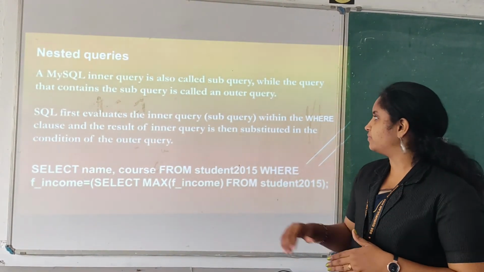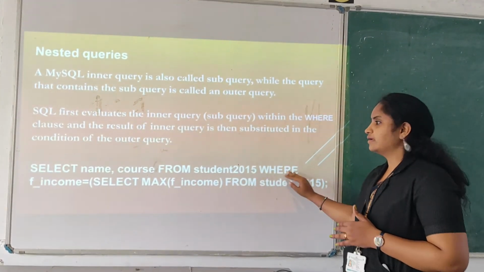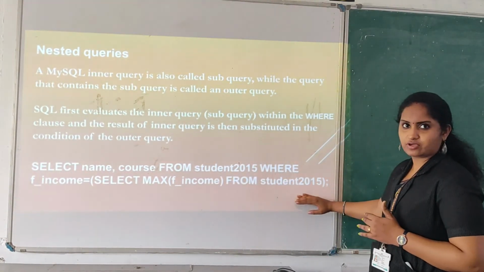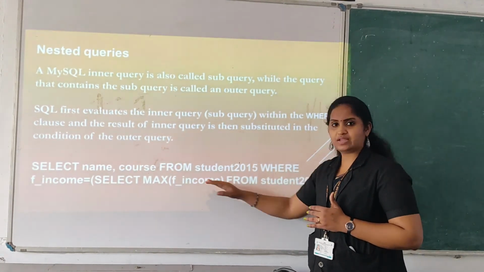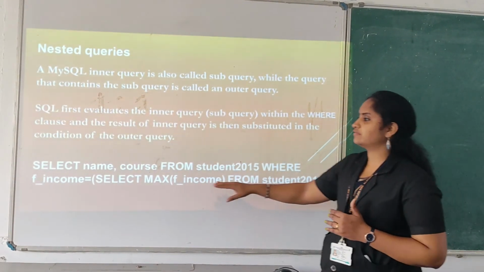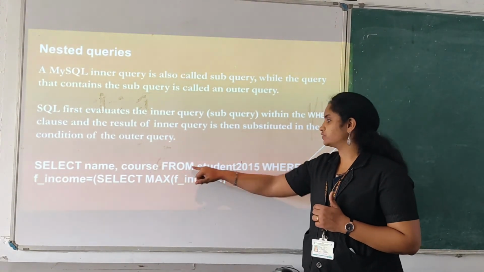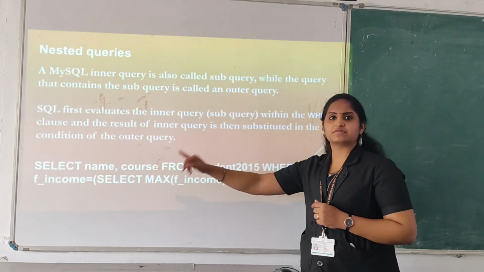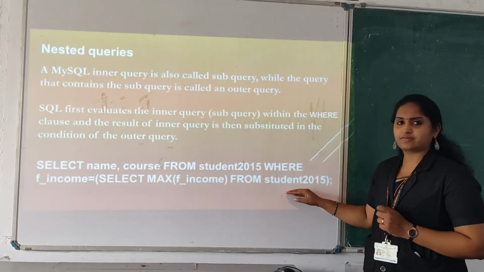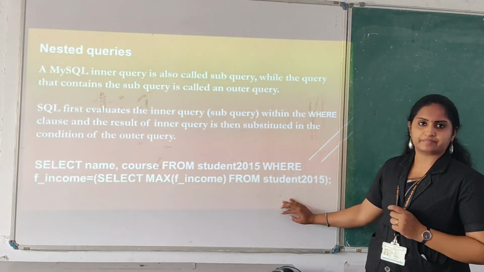Okay, so let's see an example here. Select name, course from student 2015 where family income is. Here is the subquery you can see: select maximum family income from student 2015. So here you will get the maximum family income. So the query is: select name and course from student where family income has the maximum value. Okay, for selecting the maximum value, here we have given another query. So this is the structure of a nested query.